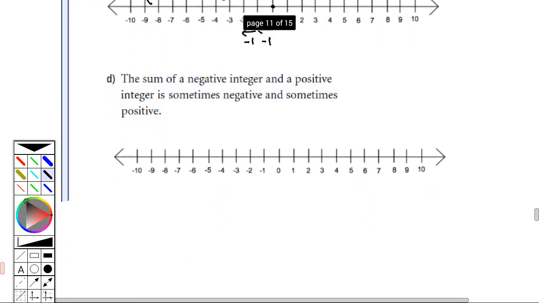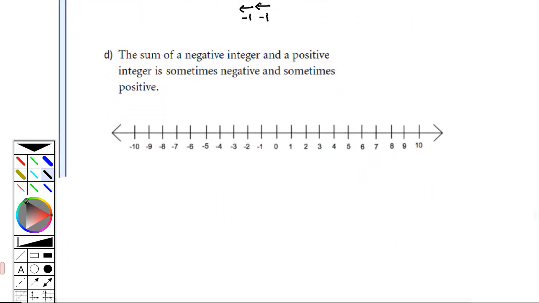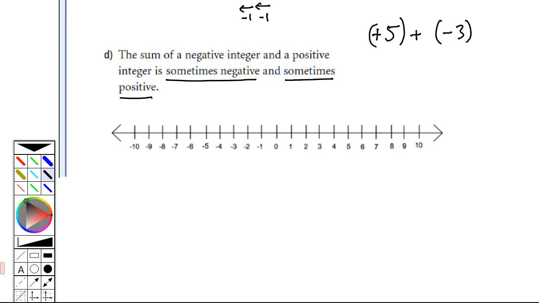Looking at D. The sum of a negative integer and a positive integer is sometimes negative and sometimes positive. So how would we explain that? So now we've got negative and positive. Well, let's look at some examples here. Let's try positive 5. So that's my positive integer. We're going to add a negative integer. Let's make it minus 3. Let's try this out. So positive 5 brings me up to plus 5. But now I'm going to be adding negative 3. So negative 3 means I have to move to the left 3, which is going to leave me at positive 2. So in this case, a positive and a negative gives me positive.